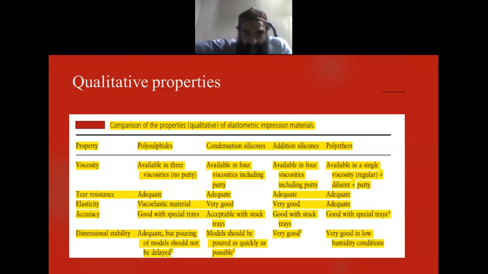Dimensional stability: adequate, but pouring of model should not be delayed for polysulfides. For condensation silicone, model should be poured as quickly as possible. For addition silicones, it is very good, but not very good immediately. Very good means that you have to wait because of the hydrogen gas. You have to wait for about 1 hour. And for polyethers, very good in low humidity conditions.